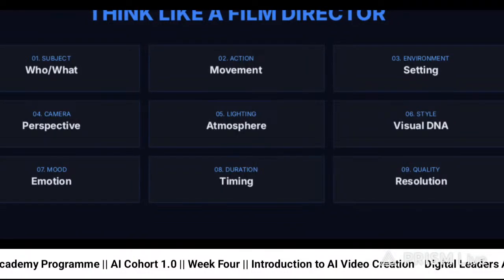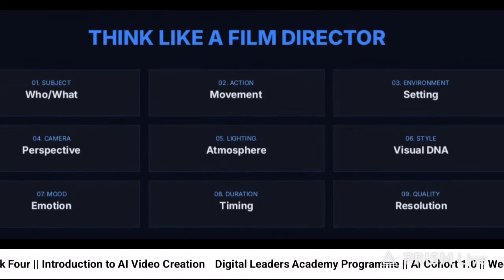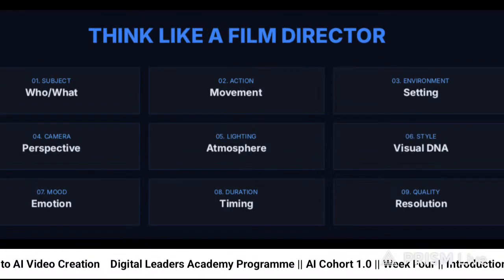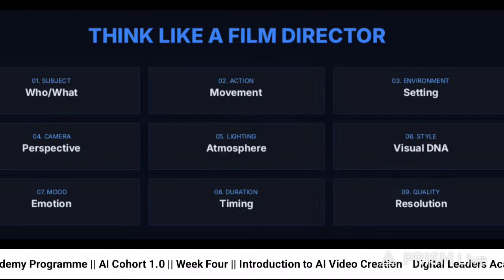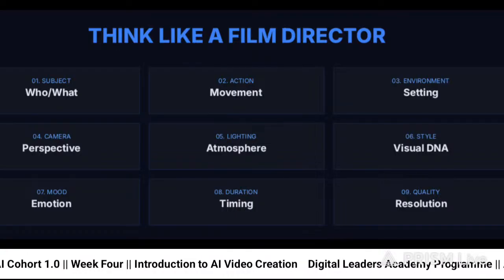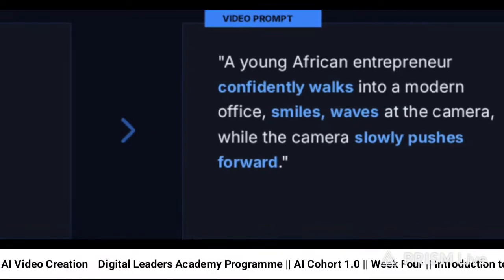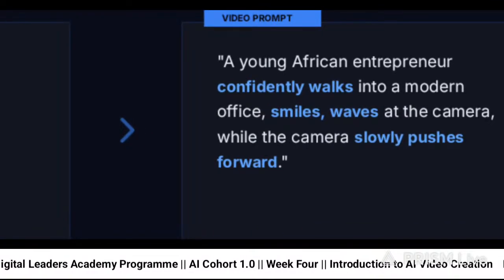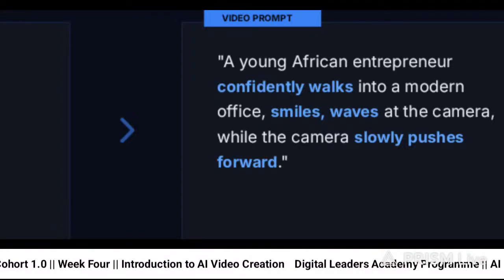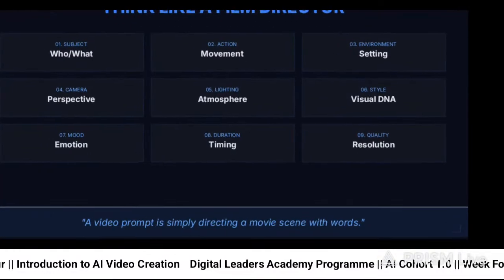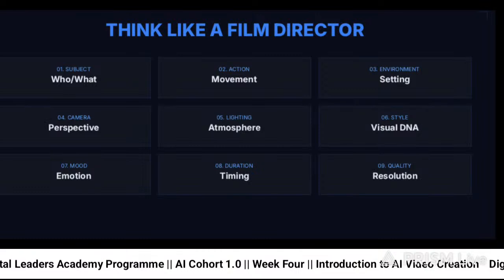Now it says subject, as I said earlier, is the who or the what inside the frames of your movies or the scenes that you are creating. The second thing is the action, the movement. The third thing is the environment, the setting. In that example, our setting is the modern office. The young African entrepreneur is the subject. Confidently walks is the action. Into a modern office, the modern office there is the environment. Now let's go on. Next, we have the camera movement. What's the perspective of the camera?